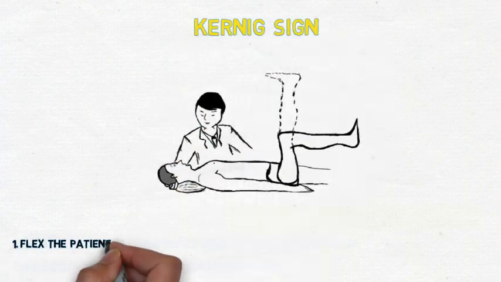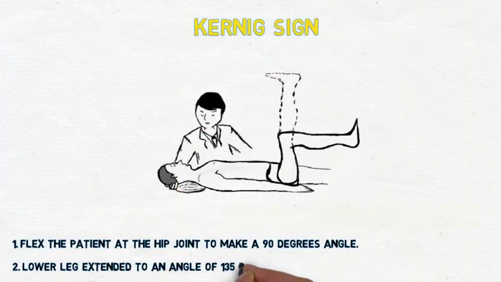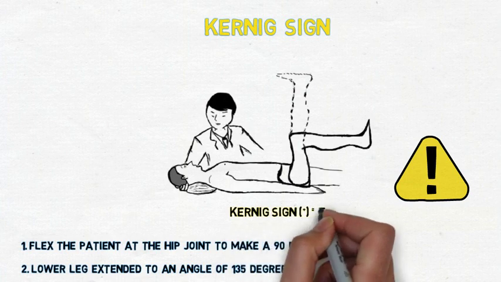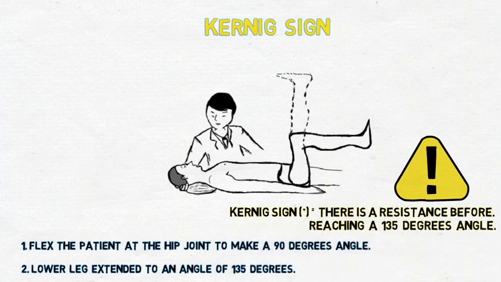And the second is Kernig's sign. Flex the patient at the hip joint to make a 90 degrees angle, and the lower leg is extended to an angle of 135 degrees. Caution: Kernig's sign is positive if there is a resistance before reaching a 135 degrees angle.